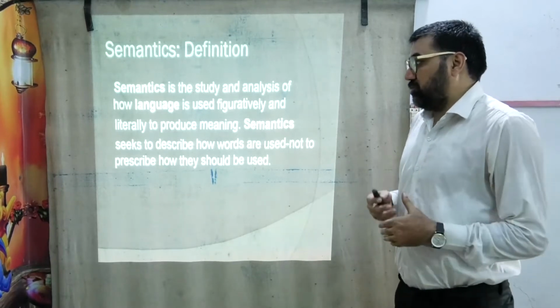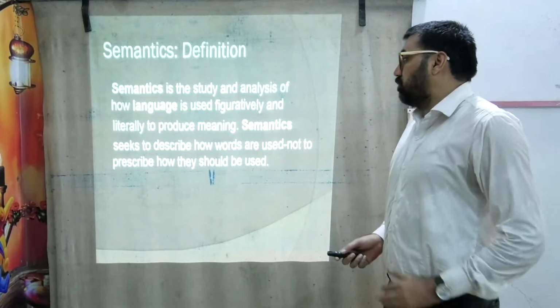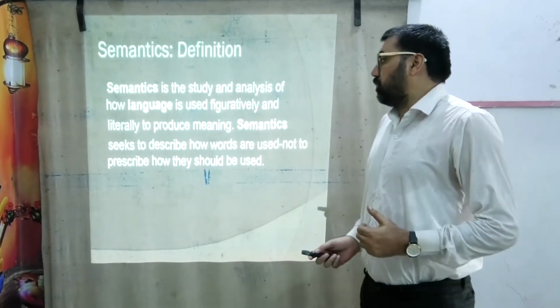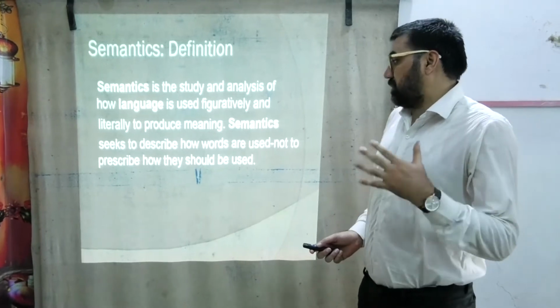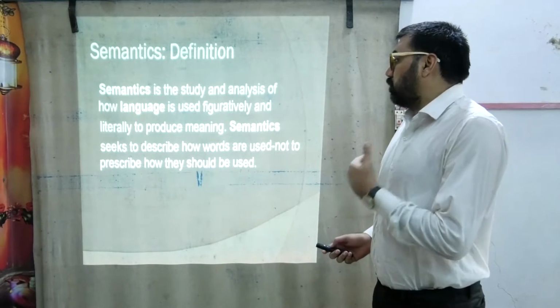What is the definition of semantics? Semantics is the study and analysis of how language is used figuratively and literally to produce meaning. Semantics seeks to describe how words are used, not prescribe how they should be used.